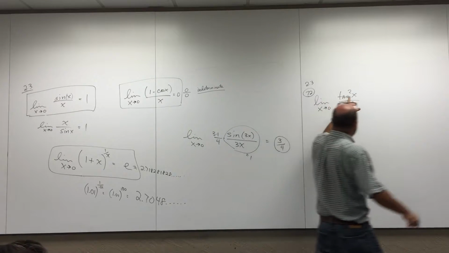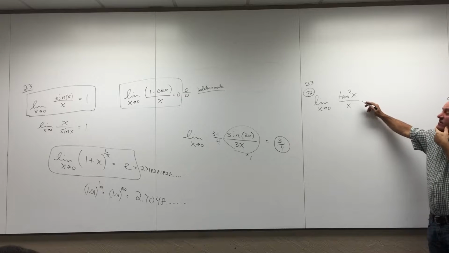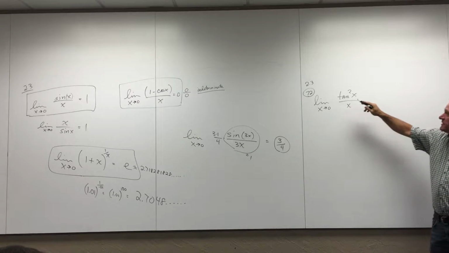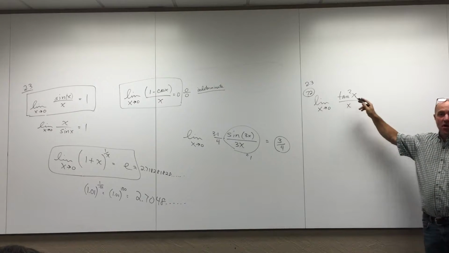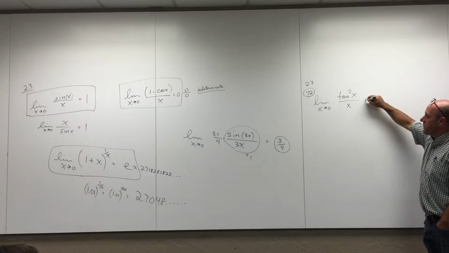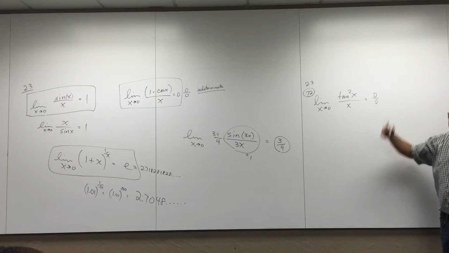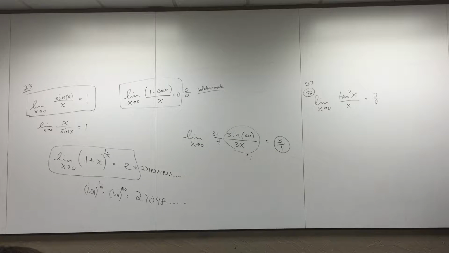If you plug in a zero, anybody know the tangent of zero? You could use your calculator, maybe. It's 0 radians is what it is. The tangent of zero turns out to be zero, so it's zero over zero. So, again, we are in this situation. I could have predicted that. So it's 0 over 0. I need to do something.